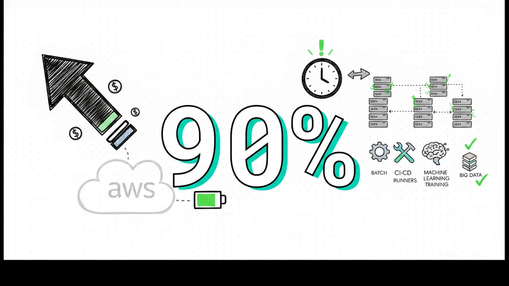Okay, how does a 90% discount sound? Because that's exactly what you can get with Spot instances. Spot lets you tap into spare AWS capacity at deeply, deeply discounted rates.